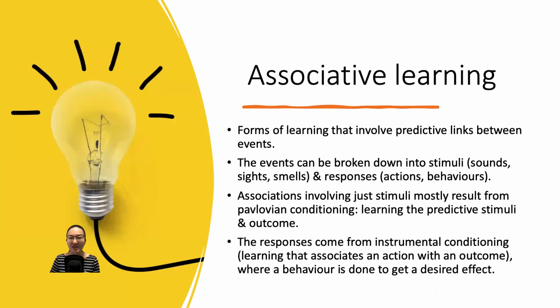Associative learning. Forms of learning that involve predictive links between events. The events can be broken down into stimuli, sounds, sights, smells, and responses, actions, behaviors. Associations involving just stimuli mostly result from Pavlovian conditioning, learning the predictive stimuli and outcome. The responses come from instrumental conditioning, learning that associates an action with an outcome, where a behavior is done to get a desired effect.